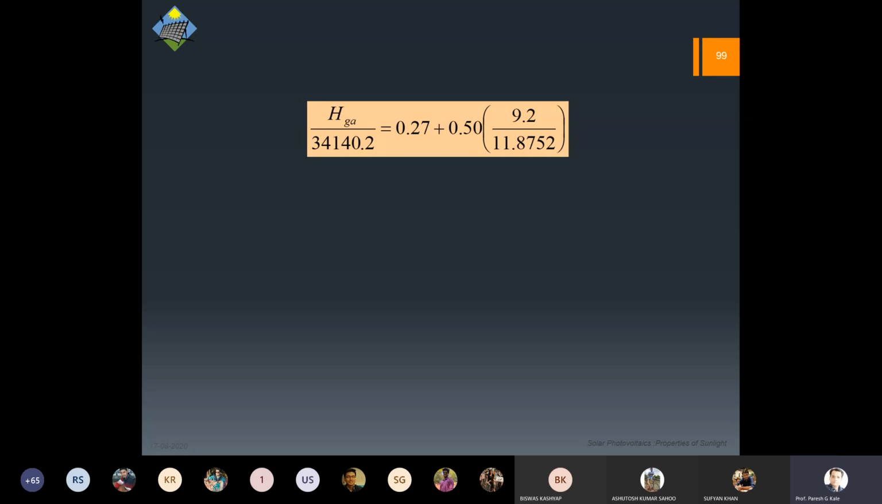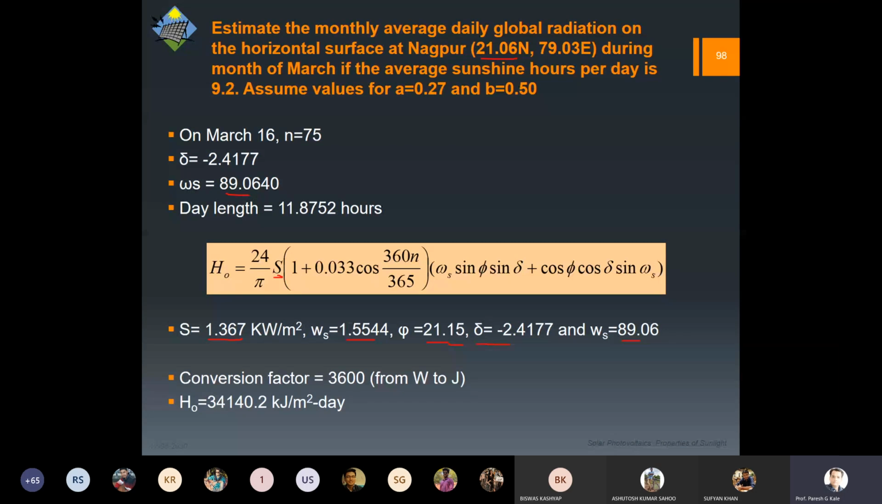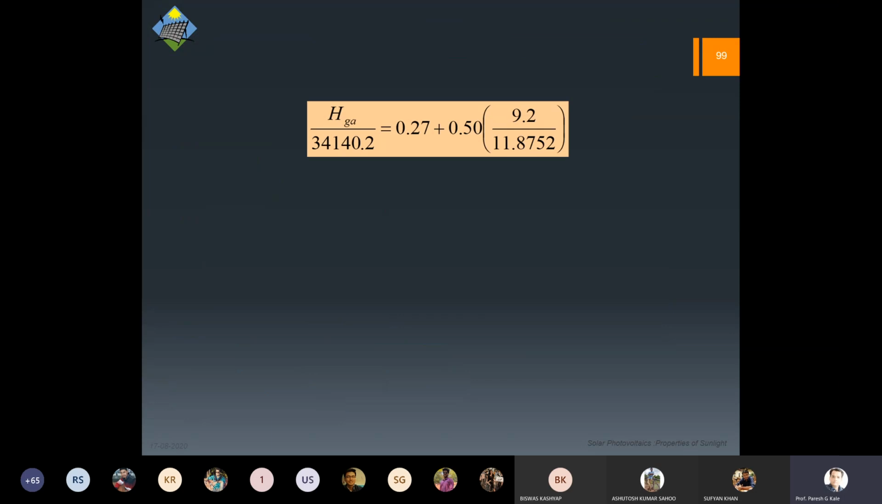It is equal to A plus B into the S on that day divided by the S max, right? So A and B for Nagpur is now directly given to you. You can read it in the numerical: A is 0.27, B is 0.5, and average sunshine hour is also given to you, that is 9.2, whereas day length what you have calculated was 11.87. So that factor is S divided by S max, that is 9.8 divided by 8.7, 11.87. So you have got all these numbers, and what HGA you can get is roughly around 22.